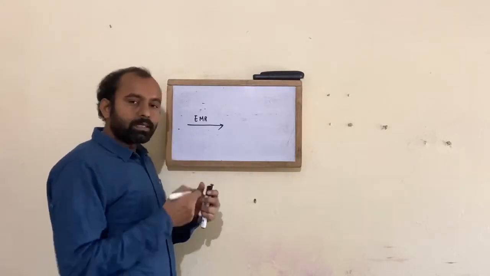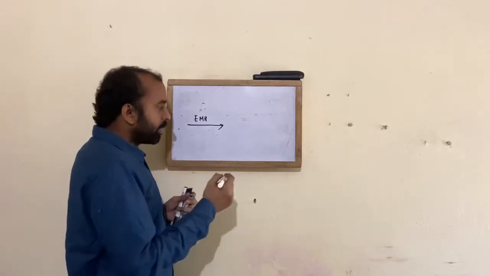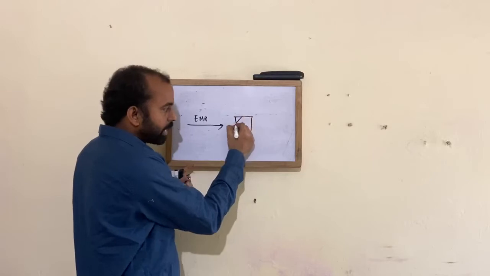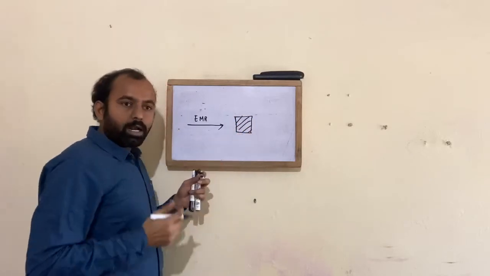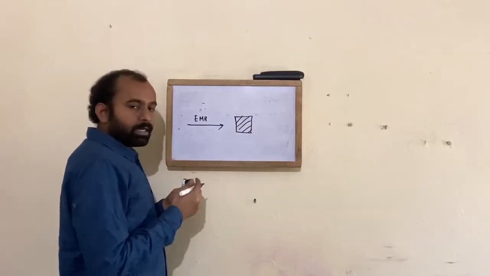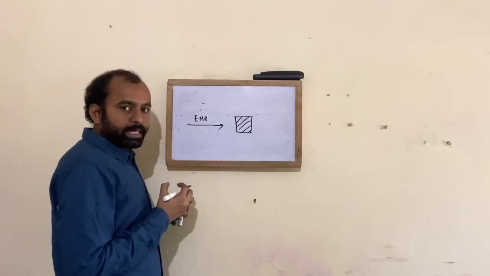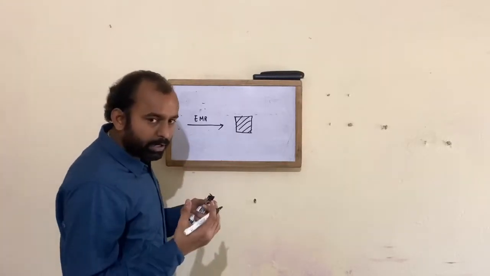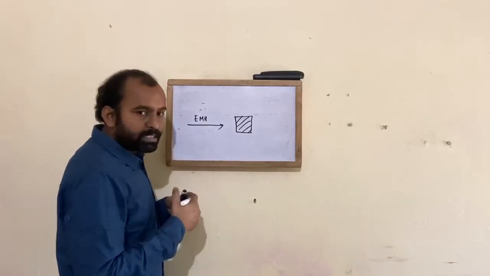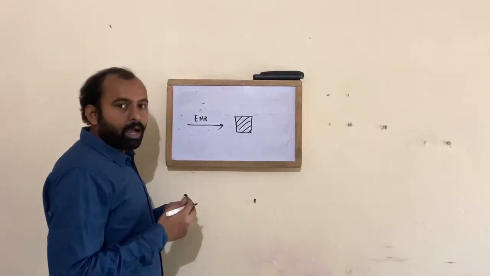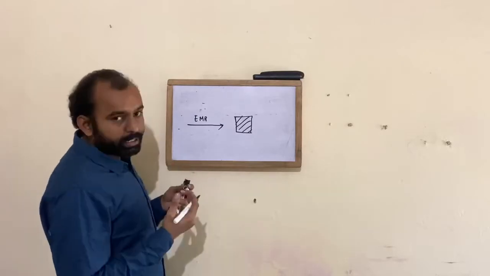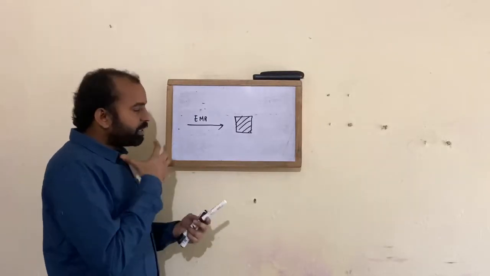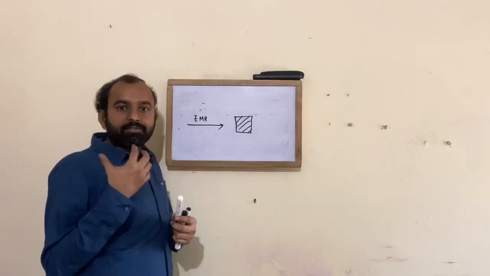So what happens when the electromagnetic radiation interacts with the sample? Say this is the sample in a cuvette. Your sample components either absorb the electromagnetic radiation, or after absorption emit some electromagnetic radiation, or scatter the electromagnetic radiation, or resonate with it. There are different types of interaction with which the electromagnetic radiation interacts with your sample.